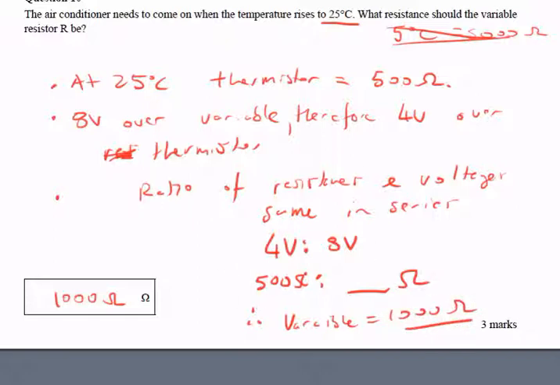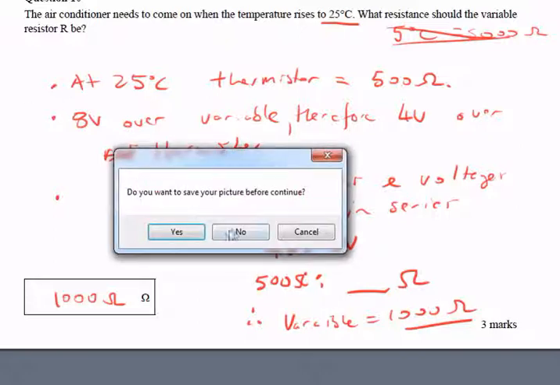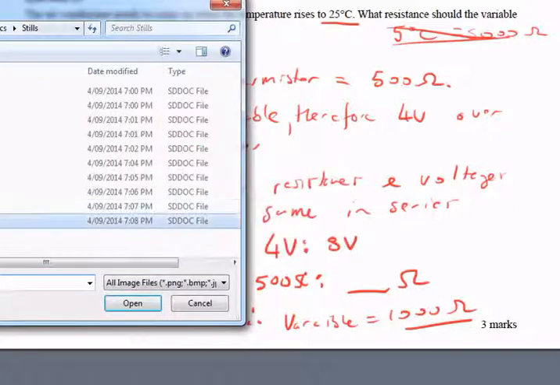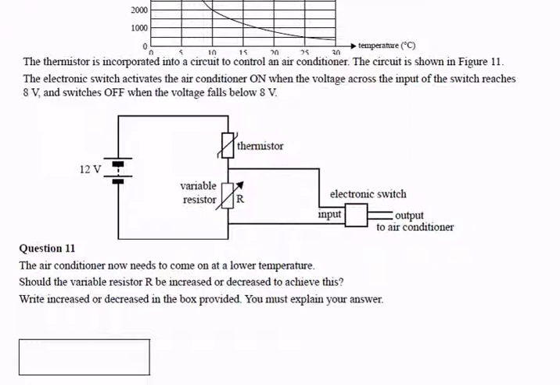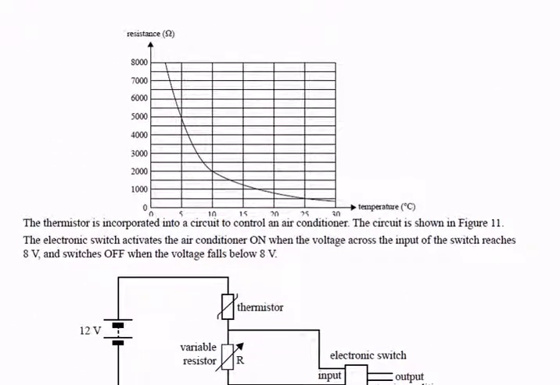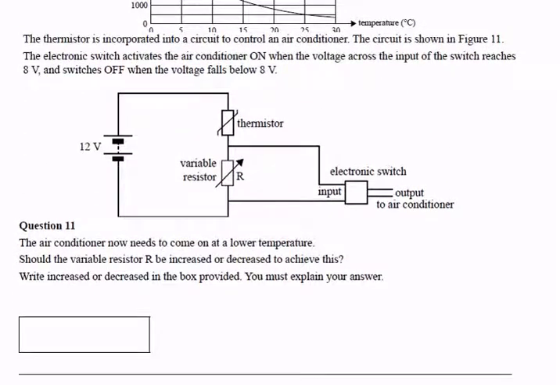And the last question in the set, again I've just copied and pasted everything up to the top so I can refer back to it. The air conditioner wants to now come on at a lower temperature, and before it was going on at 25 degrees. Should the variable resistor be increased or decreased to achieve this? Right, increase or decrease in the box provided.